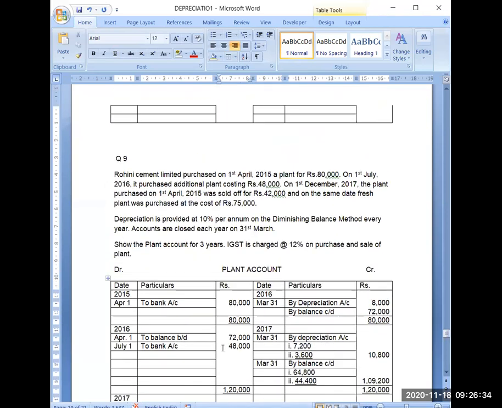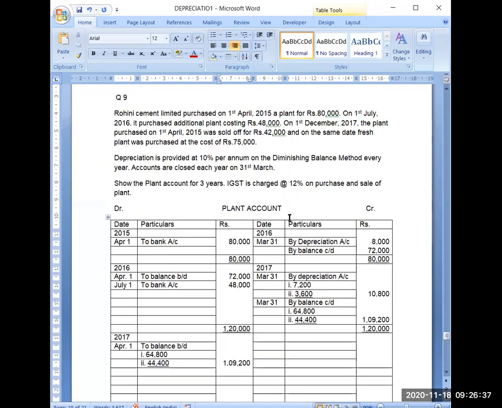Now we will see what transaction has been done in 2017-18. You will find it is saying on 1st December 2017, the plant purchased on 1st April 2015 was sold off for rupees 42,000. So you have sold off the plant. So first you will record this entry. 2017, the date is December 1, by bank account, and the amount of sale is 42,000.